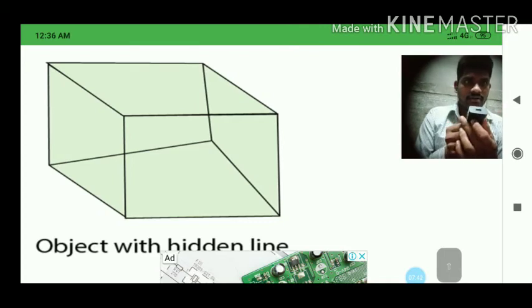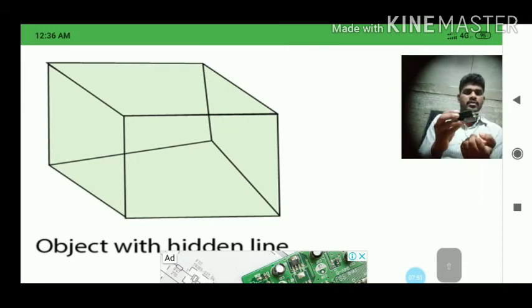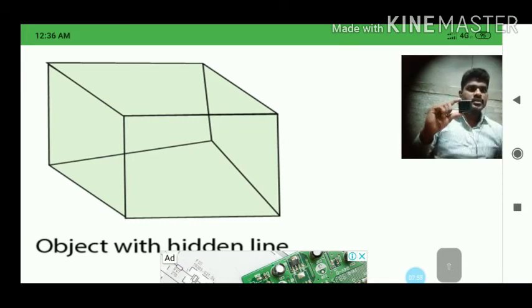1, 2, 3. Okay, 4 sides, and one top and bottom. This is also a cube. This one is also a cube. Look here, this cube is here, just in the figure.